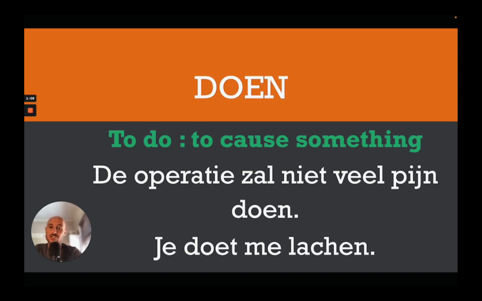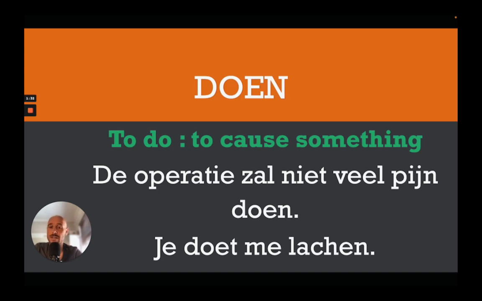Doen is basically to do in Dutch. It's basically to do in English. And in the first case, we're going to take a look at the verb to do, doen, when it causes something. Alright? We'll take a look at the examples and we'll make our life easier. De operatie zal niet veel pijn doen. The surgery won't hurt a lot.